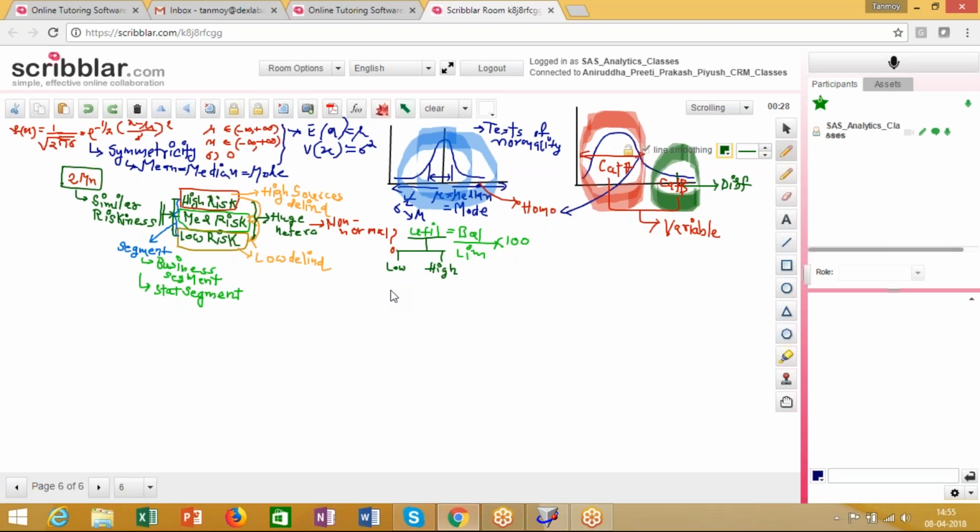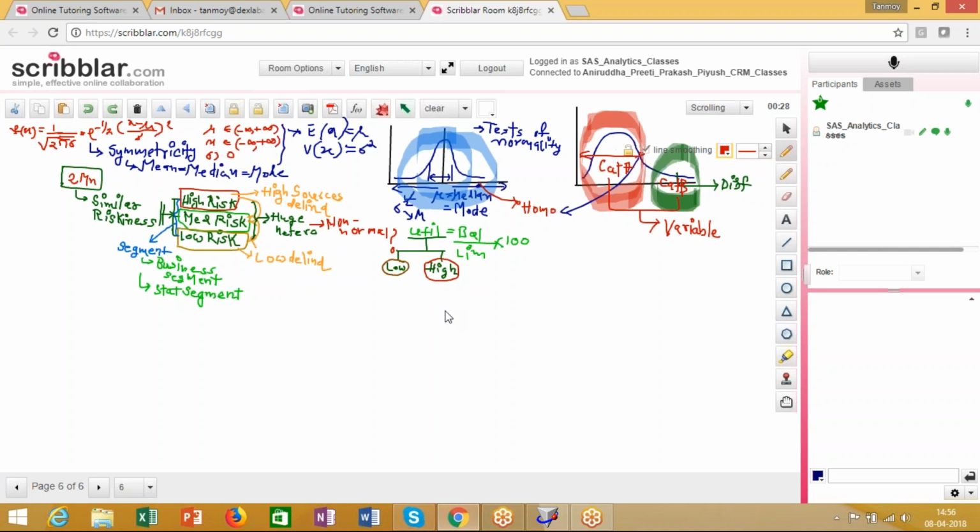Therefore, the extent to which a high risk borrower would utilize the card would be relatively higher compared to the extent to which a low risk segment would utilize the card. So the percentage utilization for the low risk segment would be relatively lower compared to the percentage utilization of the high risk segment. Clear? So over here you have the low risk segment, and over here the high risk segment. High risk segments have a higher utilization.